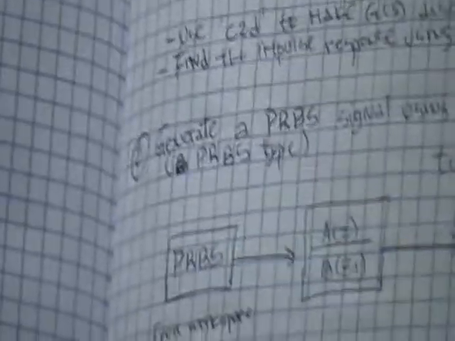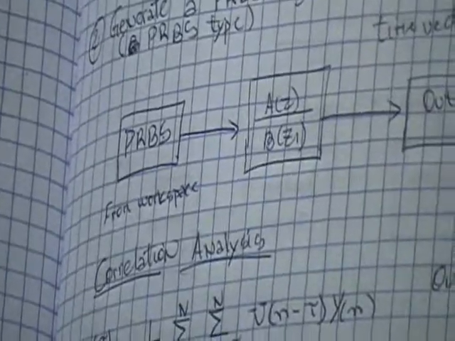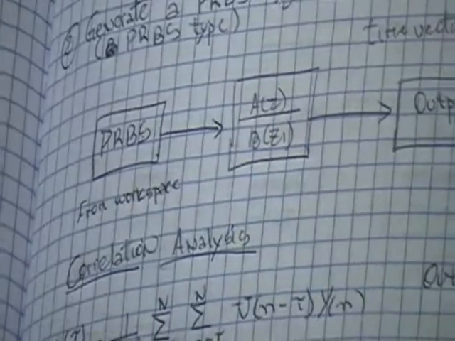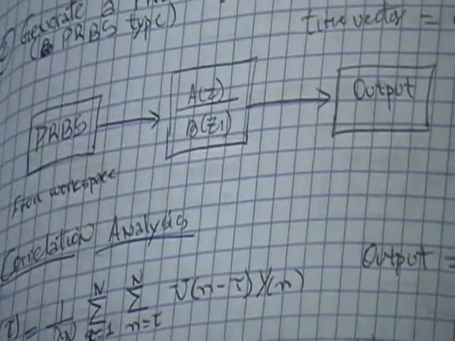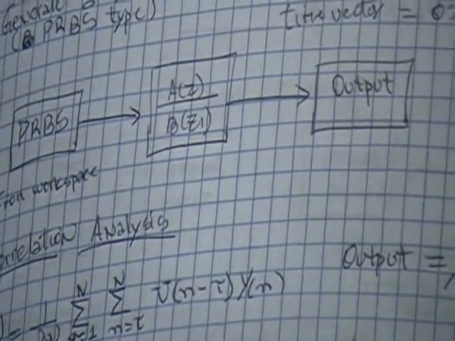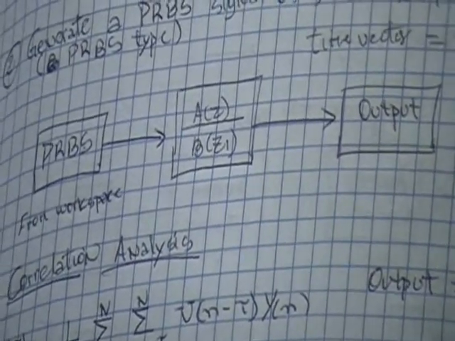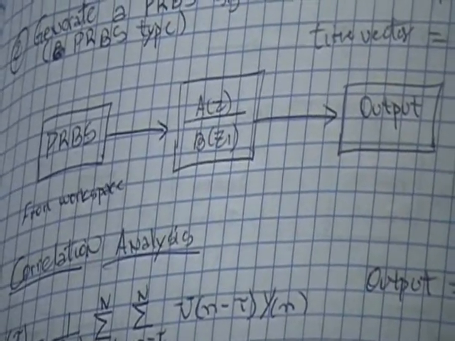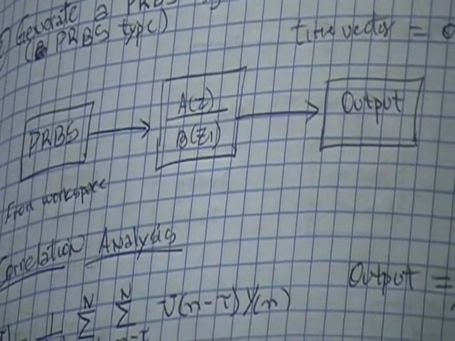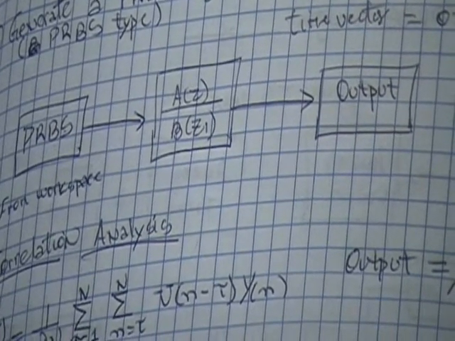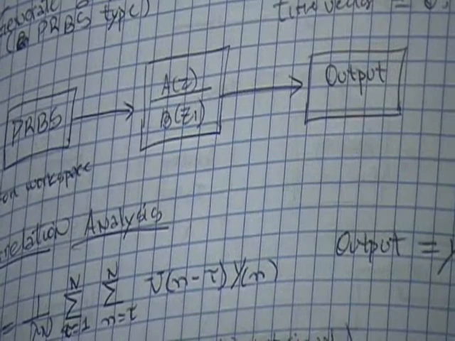There is a command in MATLAB called idinput. We are going to generate a pseudo-random binary sequence, or a PRBS signal, which is nothing but a randomly repeating sequence of plus ones and minus ones, which has a zero mean. It is basically white noise. The reason we call it white noise is because it's zero mean, and therefore if you get the FFT of it, it will have all frequencies in it.